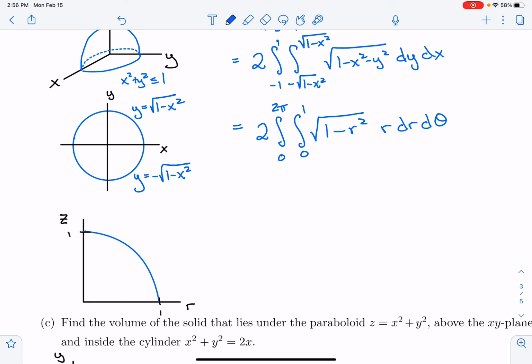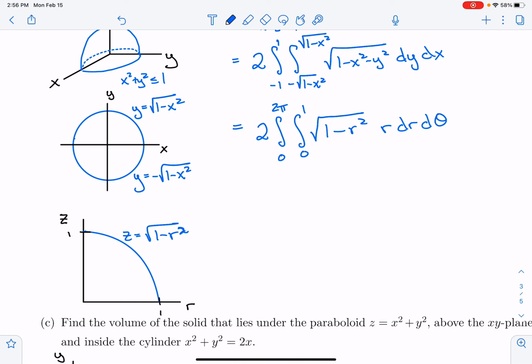Okay, so we're thinking about it kind of one-dimensionally. Here we have a z versus r graph, and we're thinking about this as being z equals the square root of 1 minus r squared. And that is what is giving me a volume that I want to find underneath.